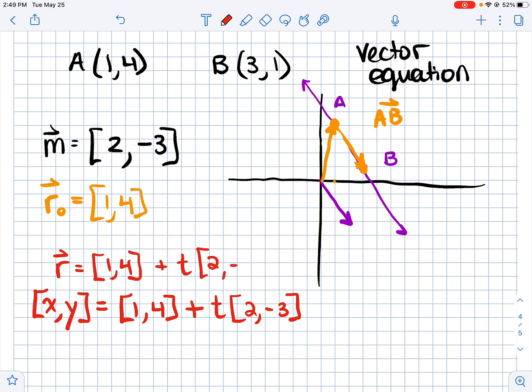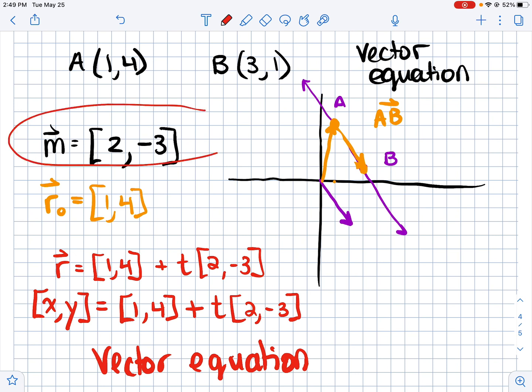Those are just the acceptable notations for writing. So these are called the vector equations. So instead of writing a scalar equation using the slope and the y-intercept, we can write a vector equation using a direction vector and a position vector and a parameter. And that's how you write the vector equation of a line.